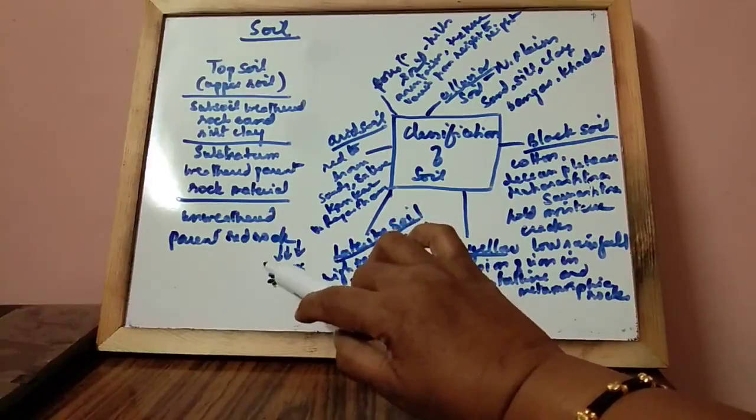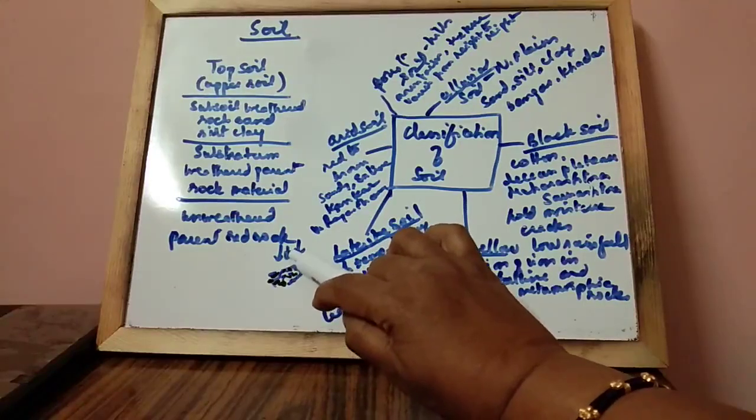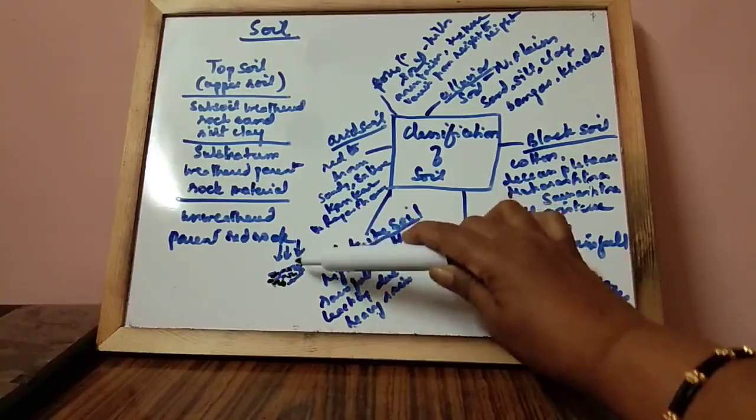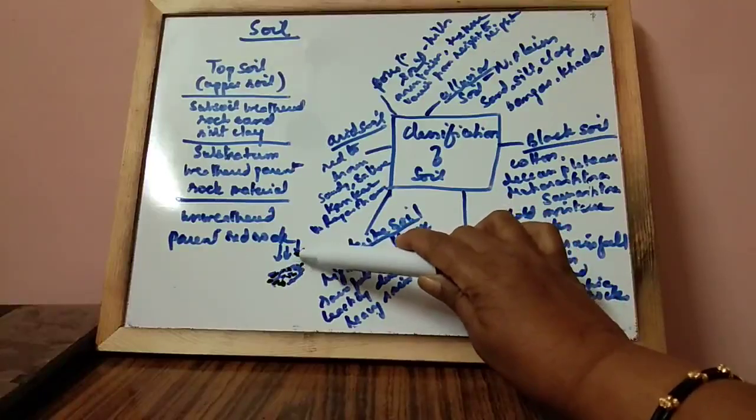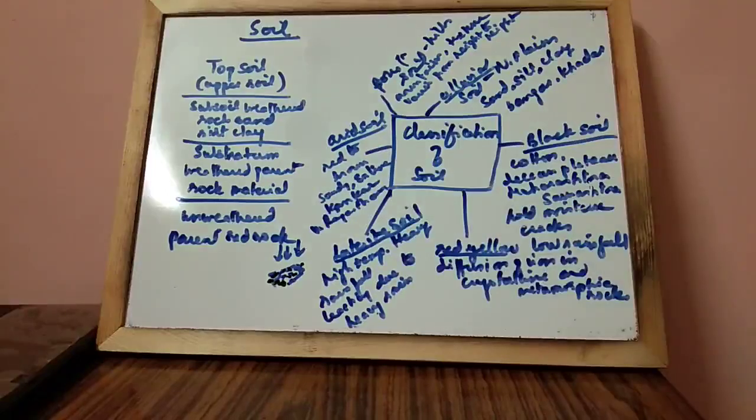So what is the problem with this? The infiltration of water: even if rainfall occurs, what happens? The rainfall is not seeping through the soil because the kankar blocks the pores. So the infiltration of water is not possible here. That is why you find it is dry. So they are found in western Rajasthan.